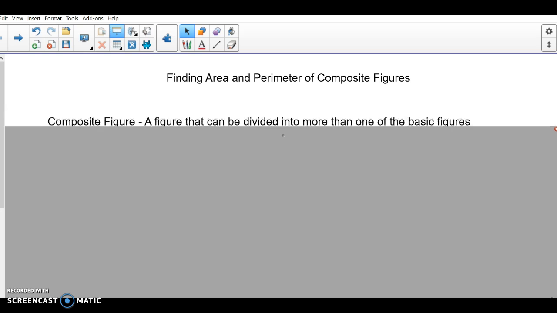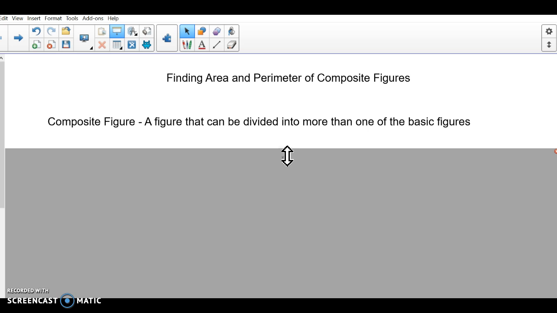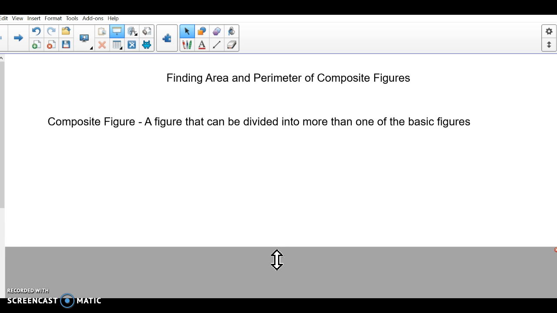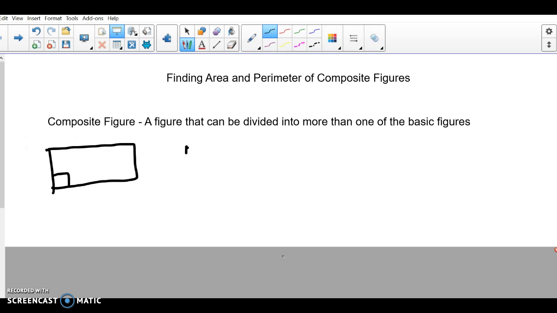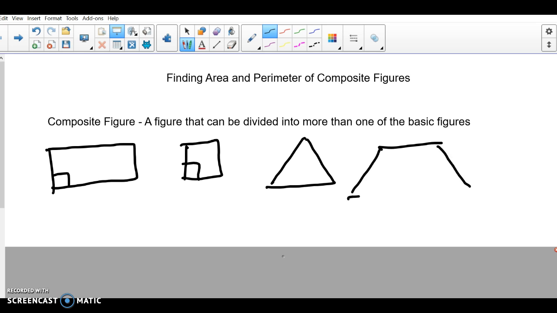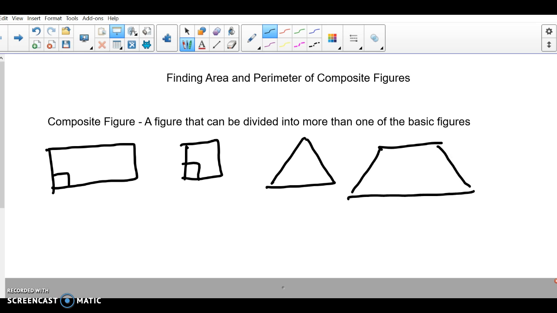So before we get started, let's talk about what a composite figure is. There's your definition of a composite figure. It's a figure that can be divided into more than one of the basic figures. And when we talk about basic figures, we're generally talking about things like a rectangle, a square, triangle, or trapezoid. Nope, forgot one more. And the circle. Okay, so those are our basic figures.